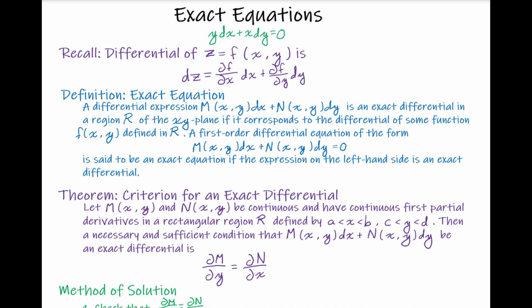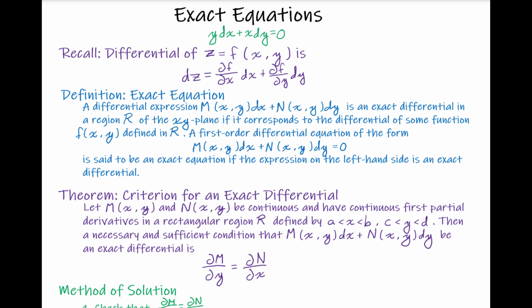So the definition of an exact equation. We have a differential expression M of x, y dx plus N of x, y dy. This is considered an exact differential in a region R of the xy plane if it corresponds to the differential of some function f of x, y defined in R. A first-order differential equation of the form M of x, y dx plus N of x, y dy equals 0 is said to be an exact equation if the expression on the left-hand side is an exact differential.